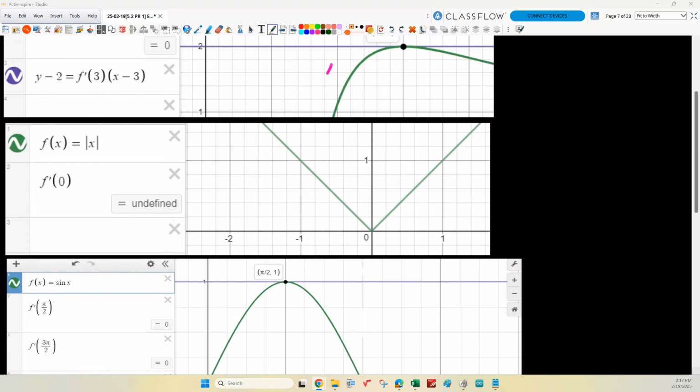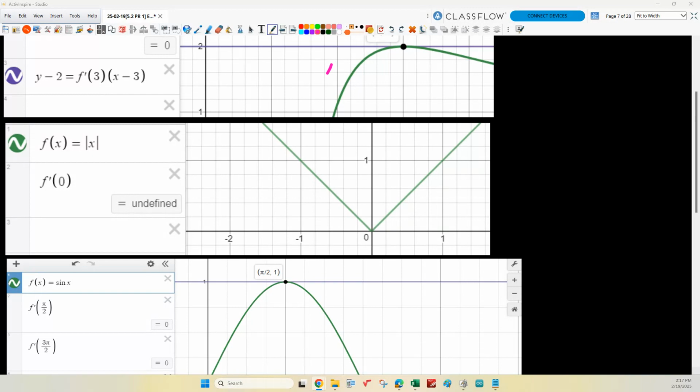How about this one? f of x equals the absolute value of x. Wouldn't you agree that that's a relative minimum right there? Okay, what can you tell me about the derivative at that point? It what? How come? You're right. You're right. Why is it undefined there? Yeah, because it's a sharp corner, right?